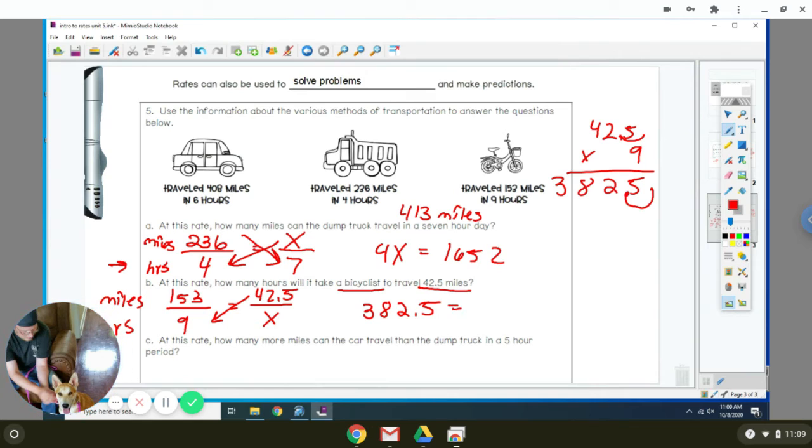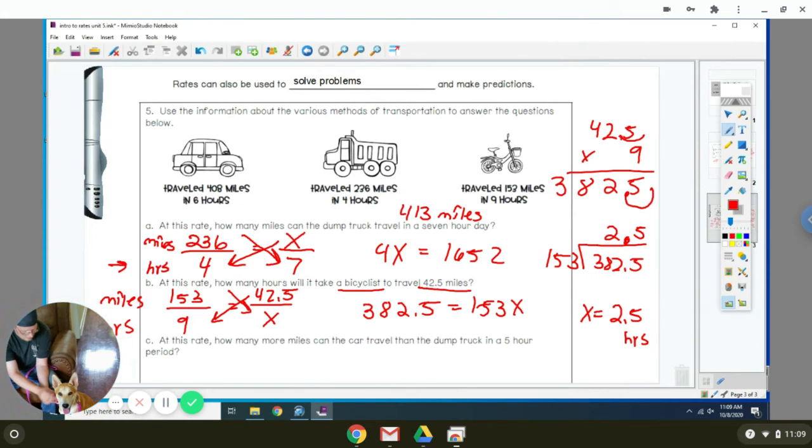And then 153 times x is just 153x. So it means you're going to divide 153 into 382.5. Since you have a decimal on the outside, on the inside of the house the decimal just comes up, and you're just going to divide it by 153, which comes out to exactly 2.5. So this will take them 2.5 hours.